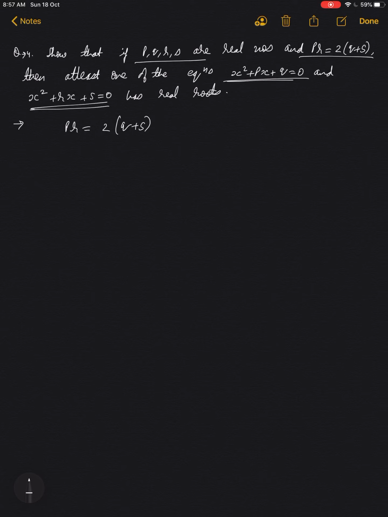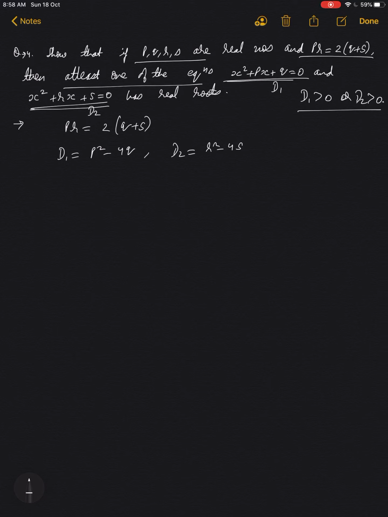Now, in what case does a quadratic equation have a real root? Let us say the discriminant of this is D1, and the discriminant of this is D2. Then D1 is p squared minus 4q, and D2 is r squared minus 4s, that is b squared minus 4ac. Our quadratic equation will have real roots when the discriminant is greater than 0. Now they are asking that at least one of the equations has real roots. That means either D1 is greater than 0 or D2 is greater than 0, or both. At least one should be greater than 0.